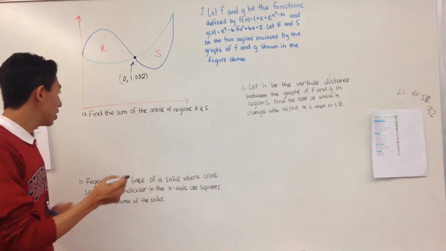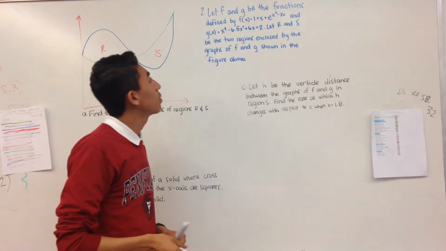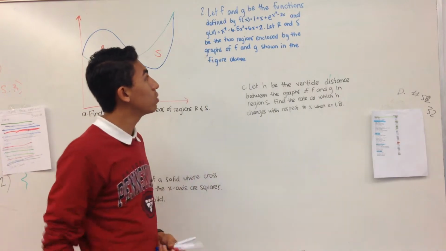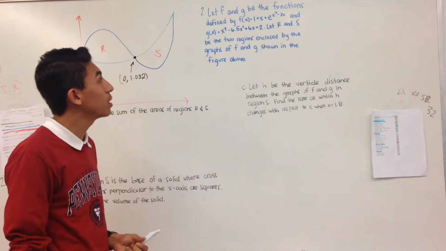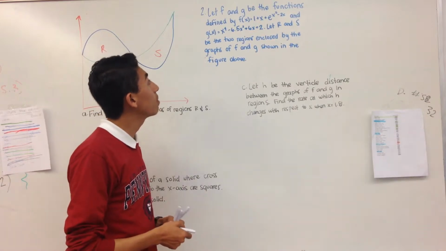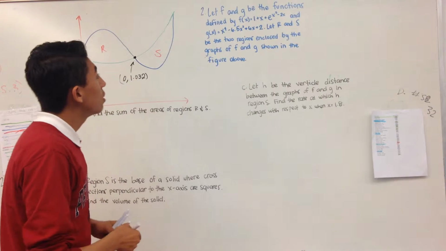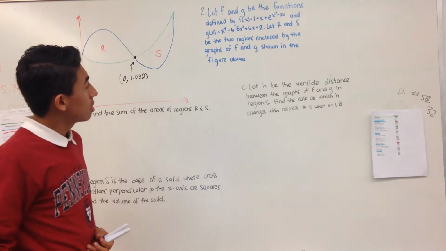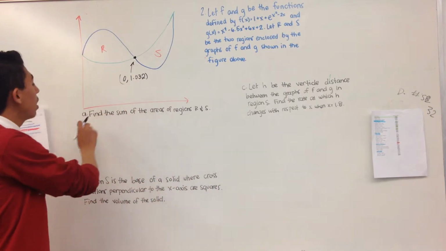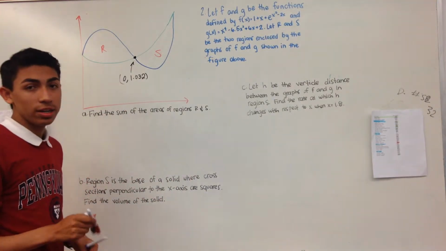So for question one, let's start by reading off the question. Let f and g be the functions defined by f of x equals 1 plus x plus e to the x squared minus 2x, and g of x equals x to the fourth minus 6.5x squared plus 6x plus 2. Let R and S be the two regions enclosed by the graphs of f and g shown in the figure above. Now question A is asking to find the sum of the areas of region R and S.